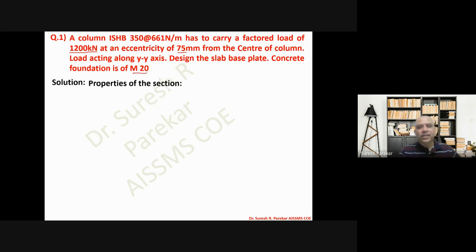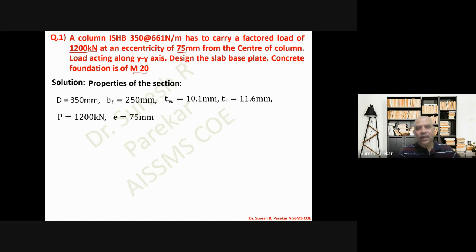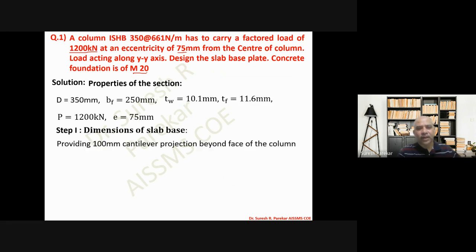So properties of this section, we have D 350 millimeter, BF 250, TW 10.1, and TF 11.6 millimeter. P is 1200 kilonewton, E 75 millimeter. Dimensions of this slab base, already we have seen that we are going to provide 100 cantilever projection beyond face of the column. Then we will get L equal to 350 plus 100 plus 100, 550 millimeters.